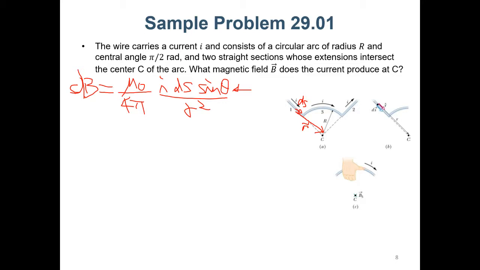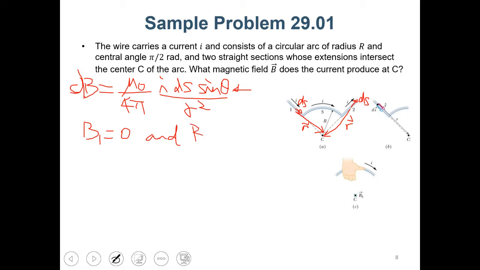And also for segment 2, ds is something like this. This is ds for segment 2, and r should be in this direction. So theta is 180 degrees in this case, and likewise, sine theta is 0. So dB is also 0 for segment 2. So we can write that B1 equals 0 and B2 equals 0.